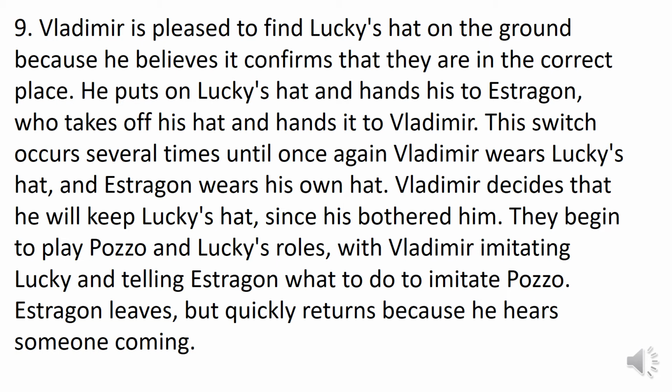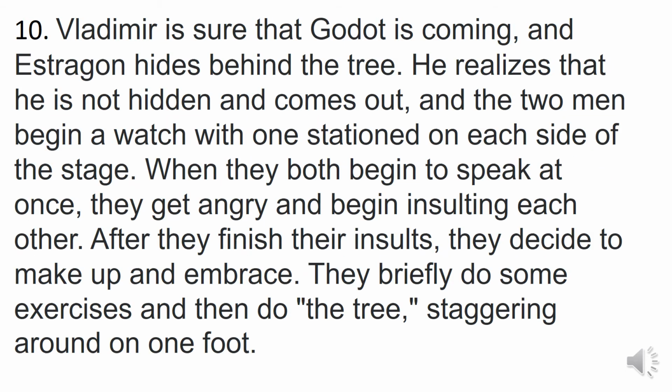Estragon leaves, but quickly returns because he hears something coming. Vladimir is sure that Godot is coming, and Estragon hides behind the tree. So also a bizarre, absurd thing to do is this big man hiding behind a very thin tree. Okay, surreal moment there. And in the article that I told you guys I read about the religious connotation to Waiting for Godot, they say that this stage is where Adam and Eve try to hide from God. As soon as God appears in the Garden of Eden, they also hide in the bushes, but you cannot hide from God. So it's the same type of thing, hiding behind this single branch tree where Godot will still be able to see the person.